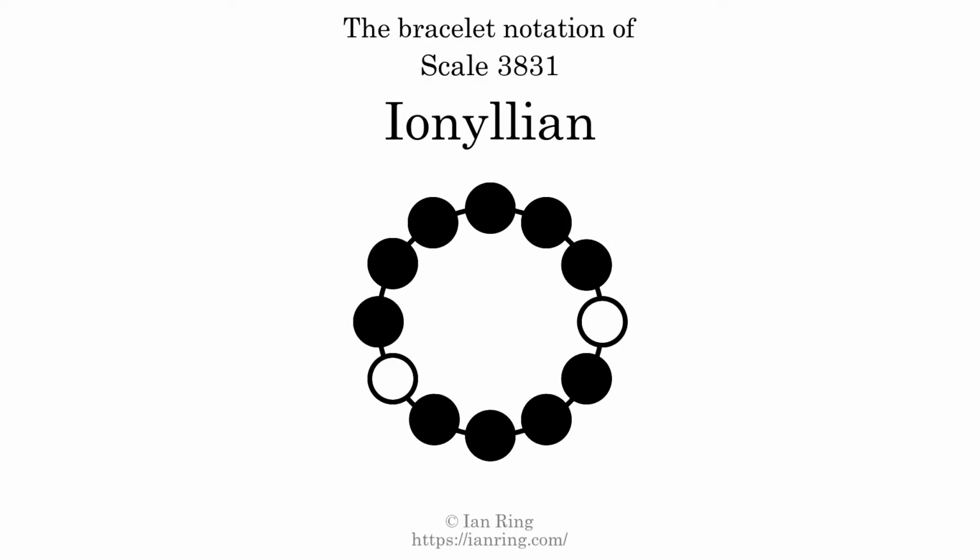This is a bracelet notation diagram of scale 3831. The shaded circles represent tones that appear in the scale, and they are read clockwise, starting at the top.